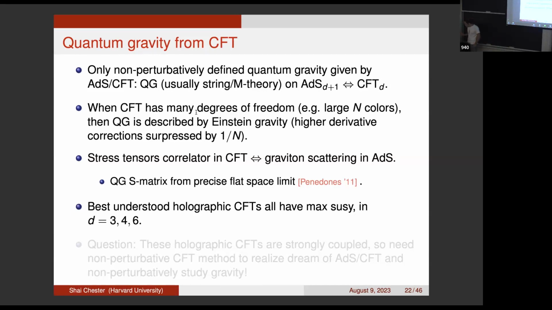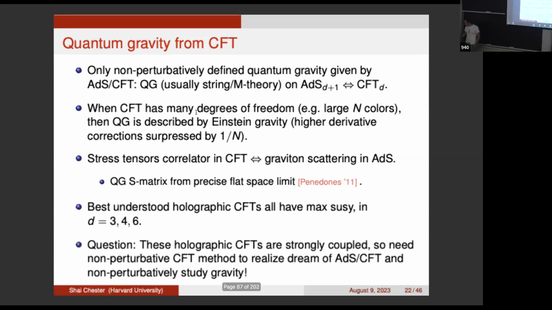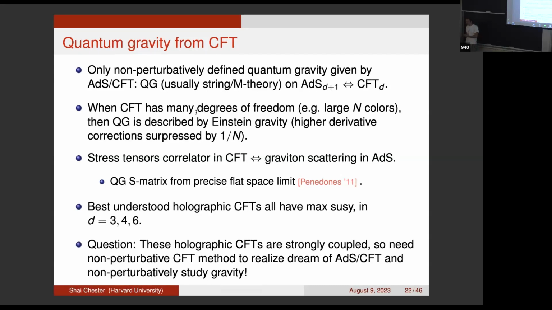So we're going to focus on the simplest examples of AdS/CFT, which is where the CFT has maximal supersymmetry, which is also the original case where a dual theory was first proposed. So this limits us to CFTs in dimensions 3, 4, and 6. But the question about these holographic theories is that they're all very strongly coupled, just like the condensed matter systems we were talking about. And so this is why AdS/CFT was kind of only half of a solution.